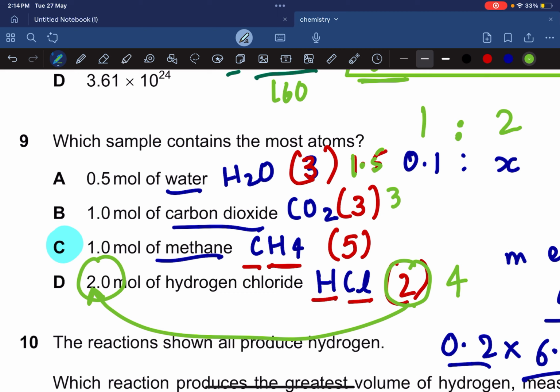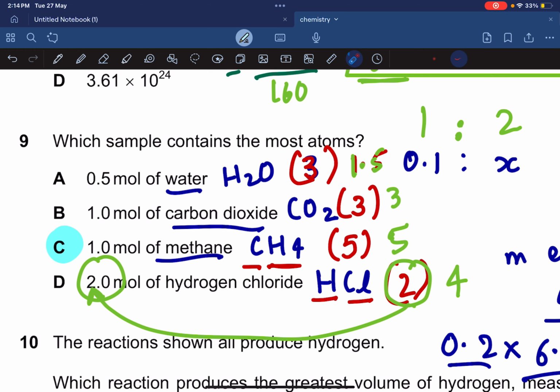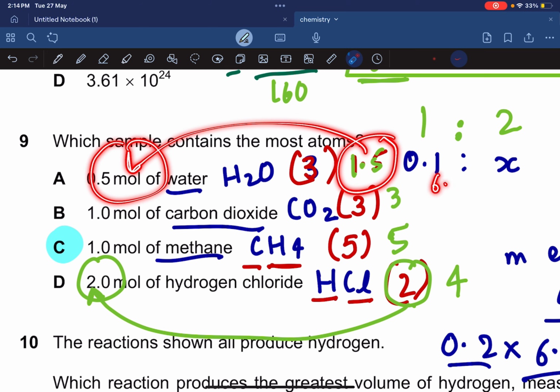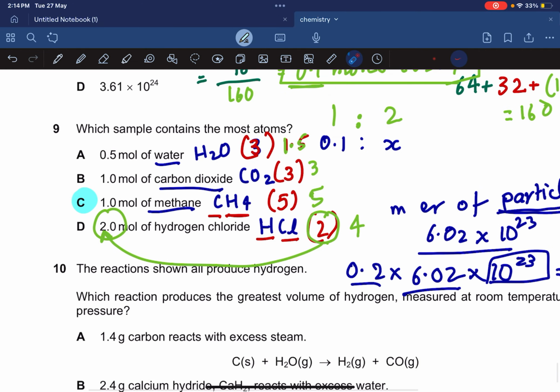Okay, that was simple. You just had to multiply the number of atoms with the moles to get the answer. And if you have to get the total number of atoms, then you multiply this first with the moles and then with 6.02 into 10 exponent 23, but that's lengthy working. Over here, I guess that's the fastest way to do it.